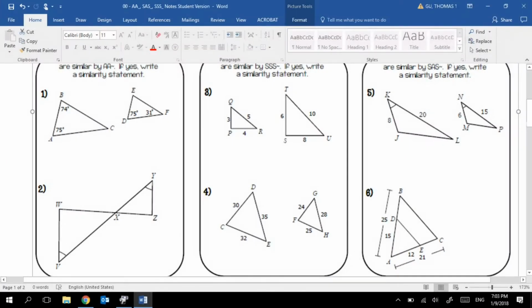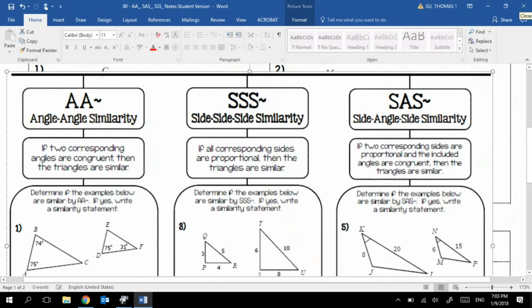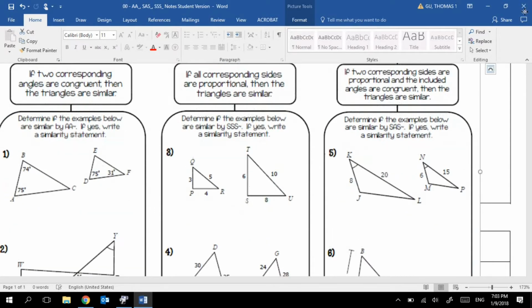Next up, side-side-side similarity. So if all corresponding sides are proportional, every single pair of sides has the exact same similarity ratio, then the triangles are similar. So let's show you this at work.